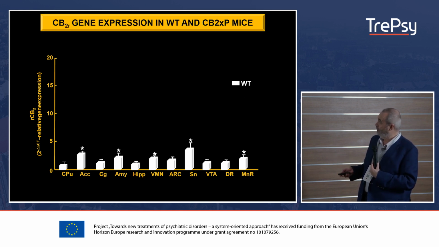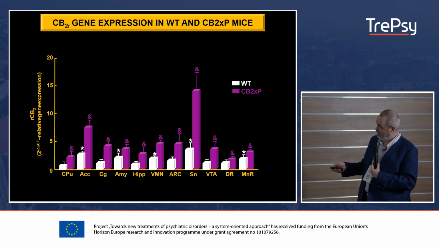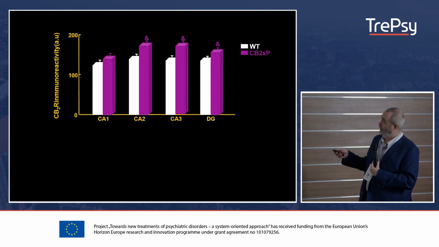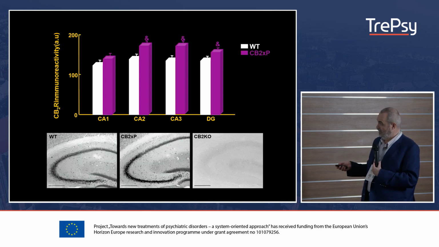Then we did it also in the transgenic mice, where it is overexpressed, as you see, in all these areas several times. We also checked the hippocampus and looked at the protein, and the protein is higher in the different layers of the hippocampus. When we did immunohistochemistry, you can see that there is an increase of the CB2 in the CB2 overexpressing mice. We also checked the CB2 knockout mice, and you can see that there is almost no signal, so it appears that this is a good control of our antibody.